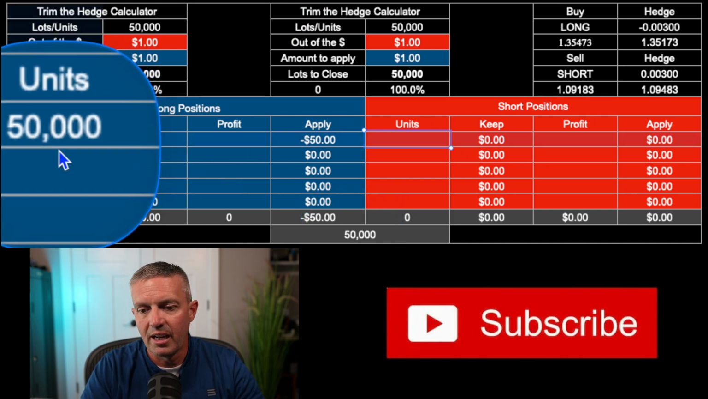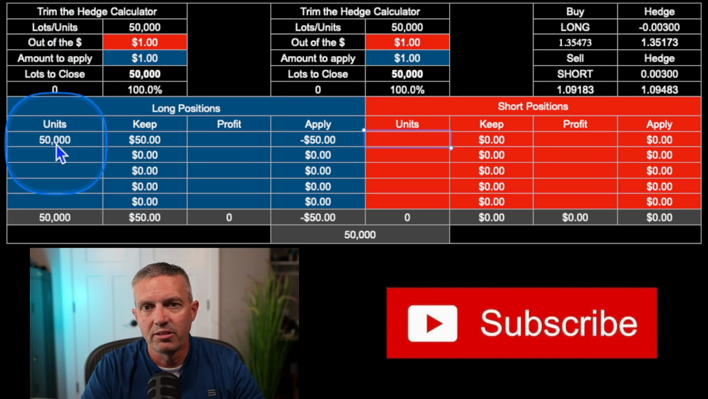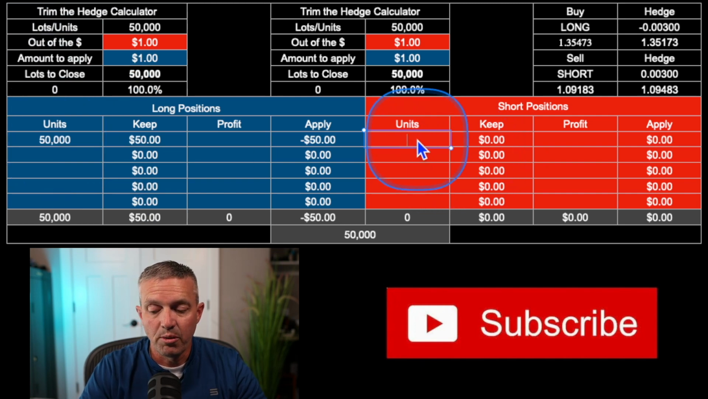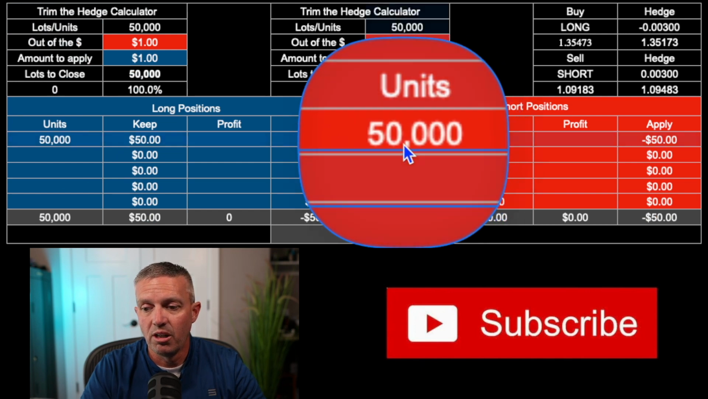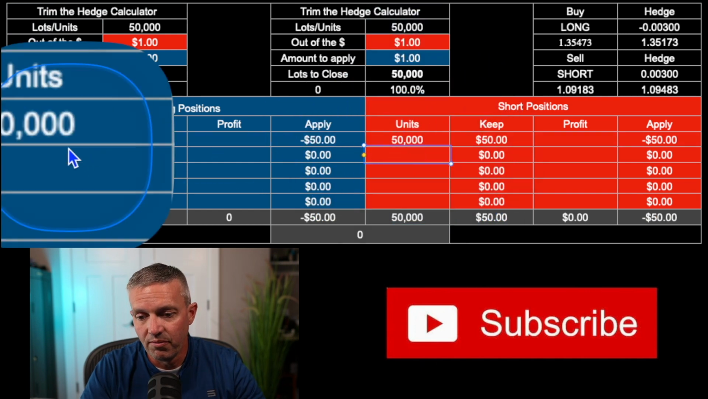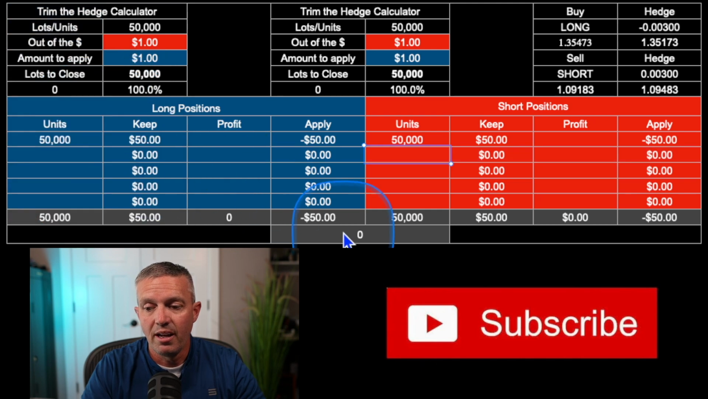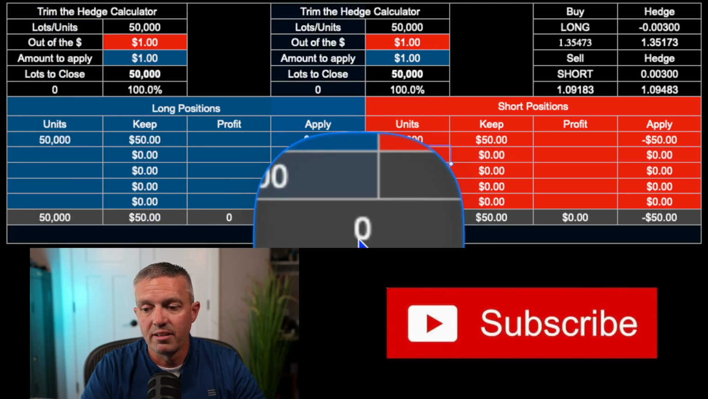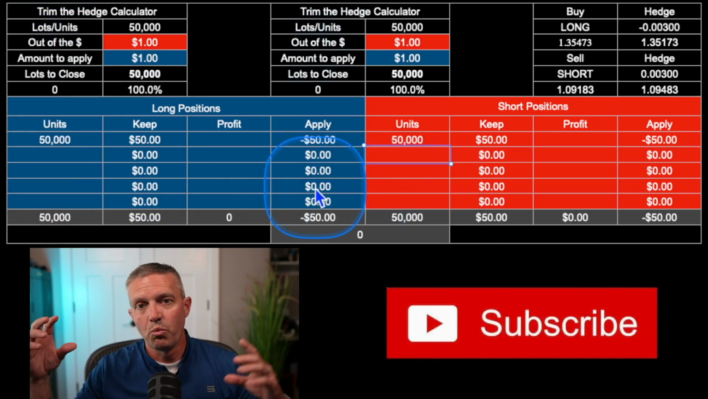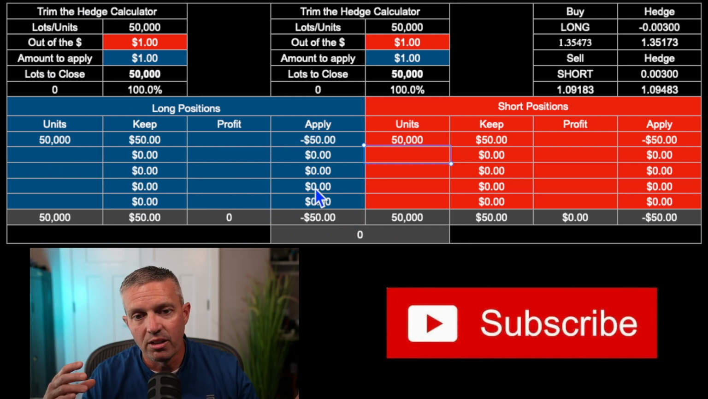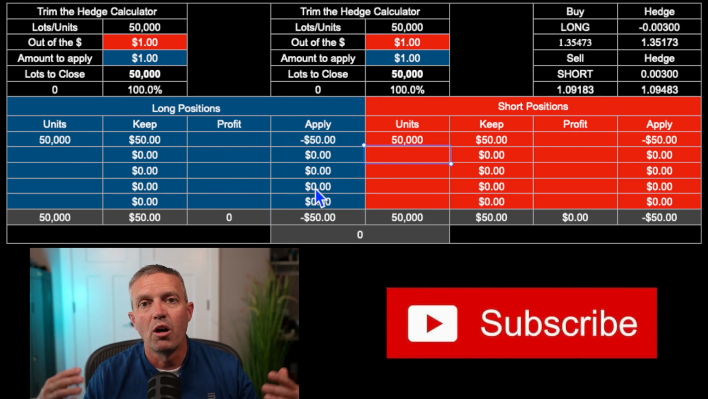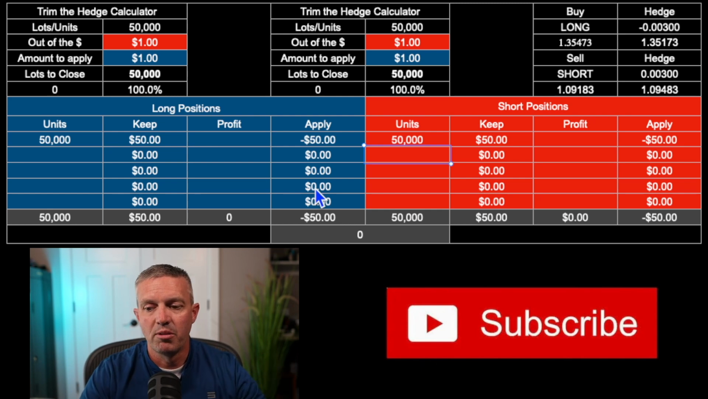Currently, I only have one position open of 50,000 units. Let's say we hedged 50,000 units on the short side. So we have 50,000 on the short, 50,000 on the long, and this number down here is 0. When you get to whittling and trimming these down, you need to keep track and make sure that you're always balanced, long and short. So that's why I have that number on the bottom.